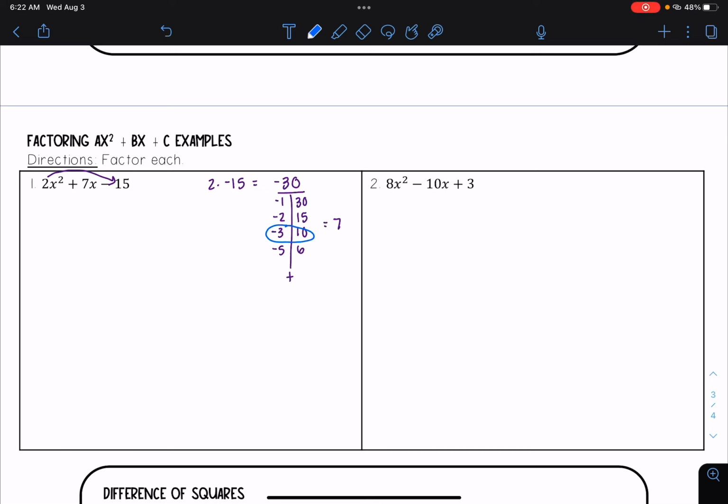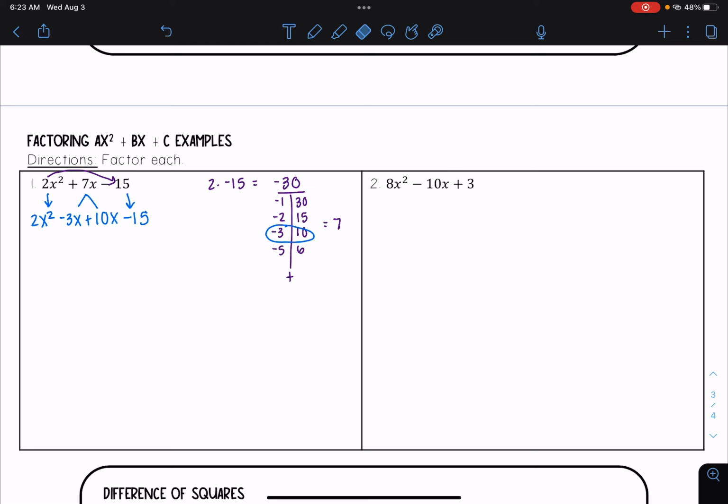And so now what I want to do with this is I want to split this 7x term to be negative 3x plus 10x. So I'm just splitting that apart. And then I want to bring down my first term, so 2x squared, and bring down my last term. Now I have an expression that is 4 terms. So now I can go from here and factor by grouping.